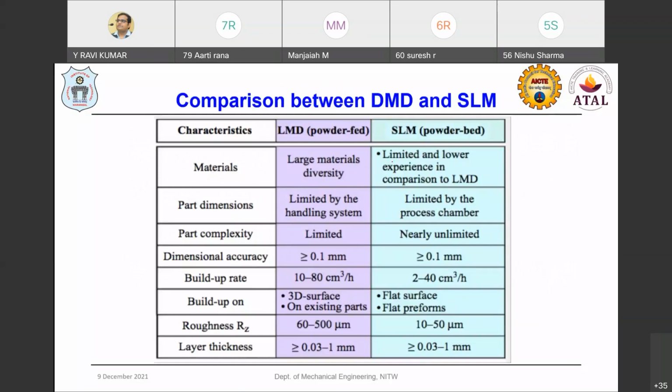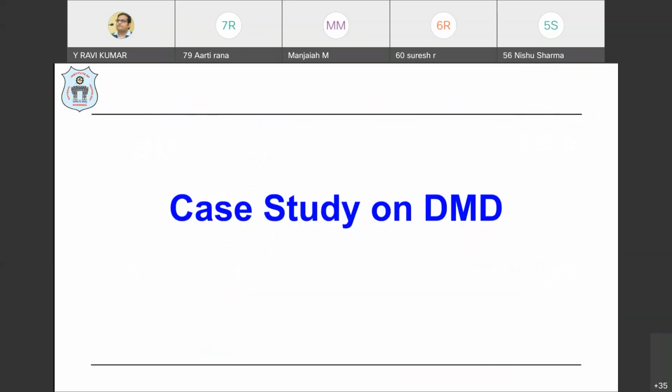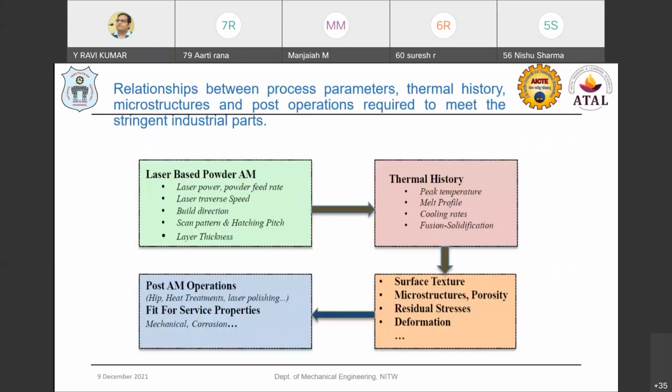And this is the comparison, you might be aware of all these things: the build rate, the accuracy, what we are getting, the surface roughness. Even DED has a higher surface roughness, up to 500 micron, but in SLM you can get 10 to 50 micron in the fabricated components itself. And in some of the case studies we are going to talk more about these real-time aspects, where we are using DED systems or SLM systems in the metal AM process.